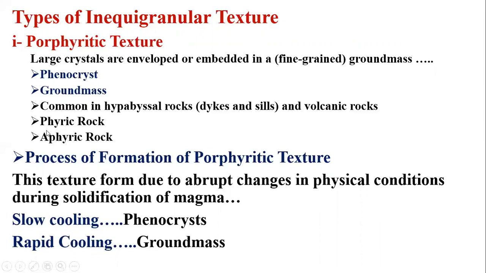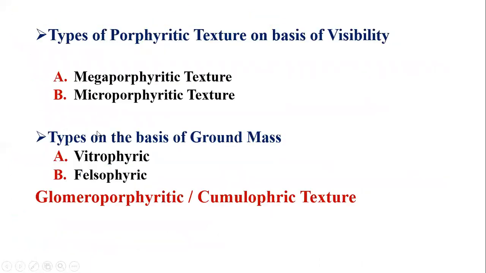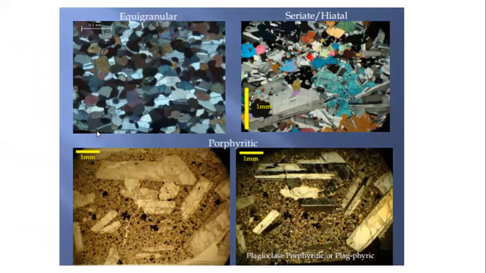Now, how does porphyritic texture form? First, we observe these pictures. These microscopic pictures show the porphyritic texture. These are porphyritic rocks, or we can say these are phyric rocks. The larger crystals are of plagioclase. These are phenocrysts, while the fine-grained mass is the groundmass. So such texture in which large grains are present within the fine-grained groundmass is termed porphyritic texture.